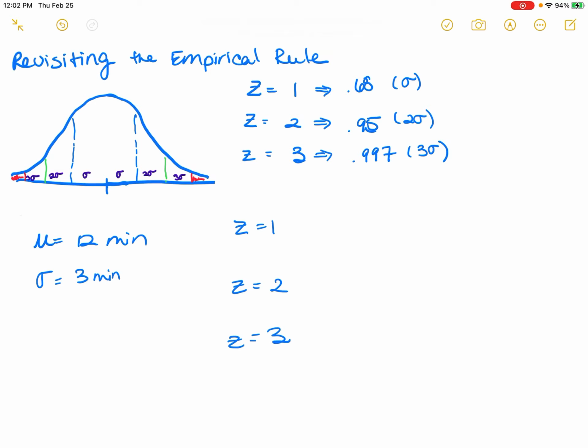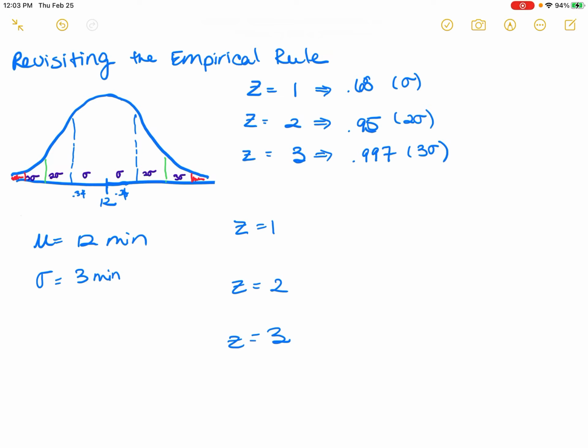In keeping with the theme of the cable company, with 12 minutes for the mean and 3 minutes for the standard deviation, we know that given the empirical rule, 68% of the sample is going to lie within one standard deviation of the mean. And since this is symmetrical, we're going to have 34% on this side and the other 34% on this side. Sorry, this is so scribbly, but I'm working with this Apple Pencil.